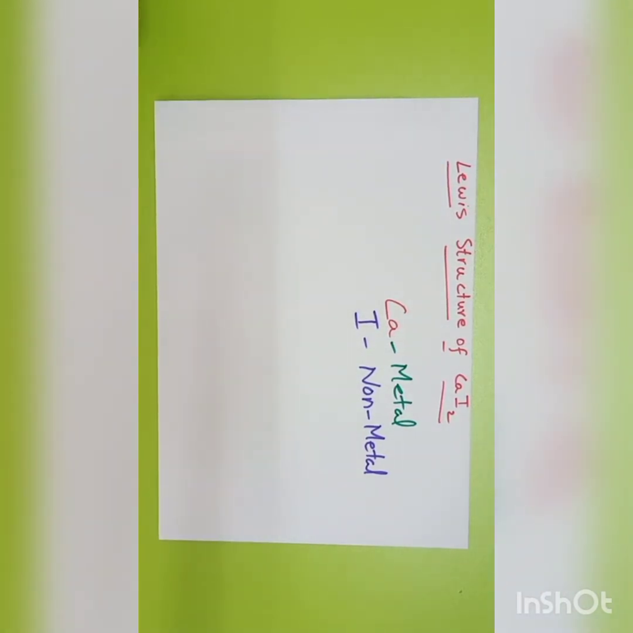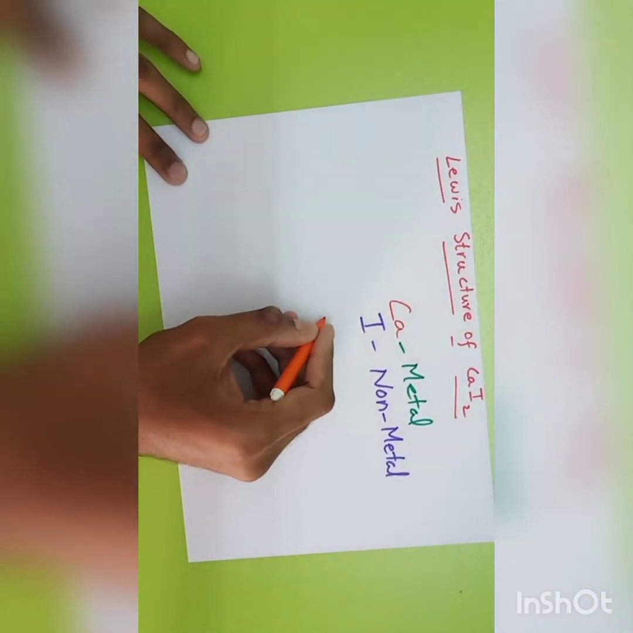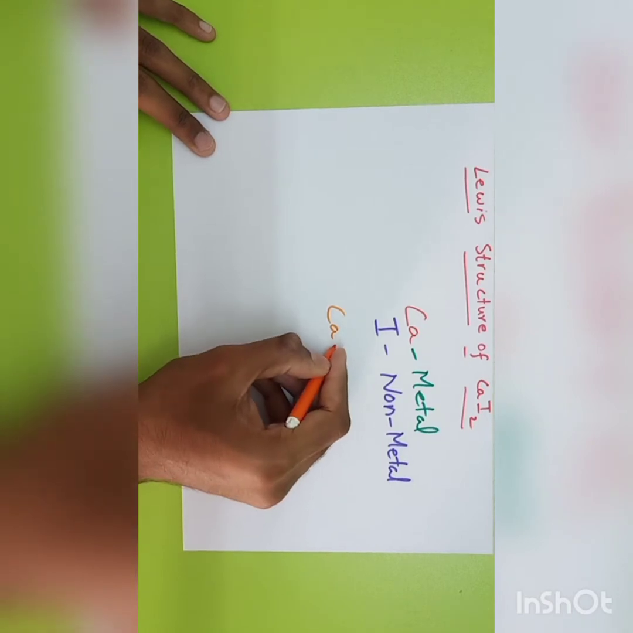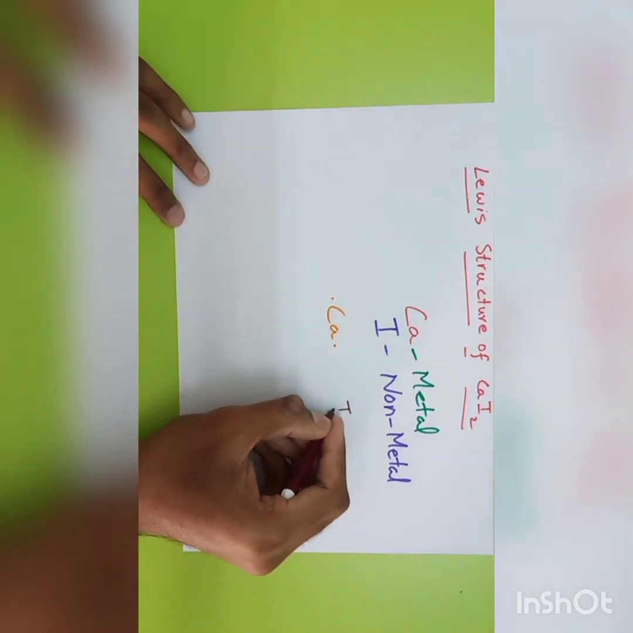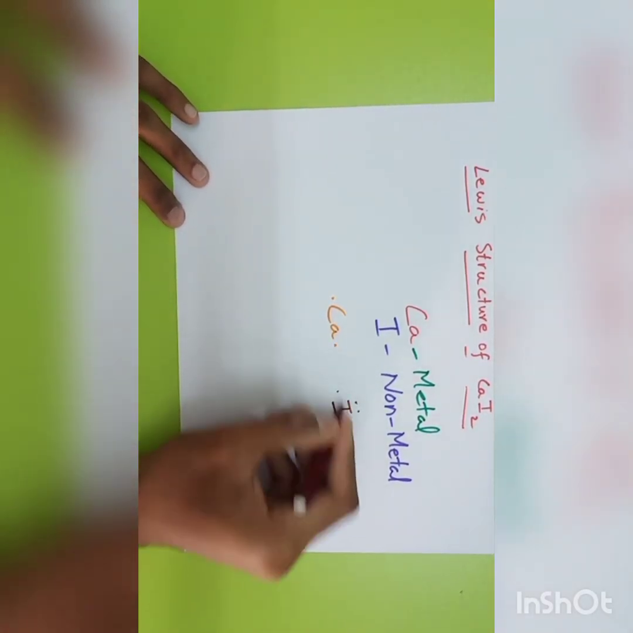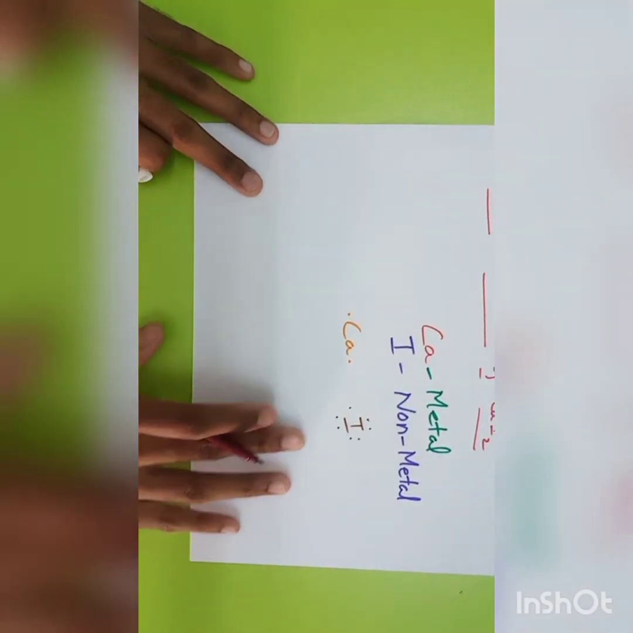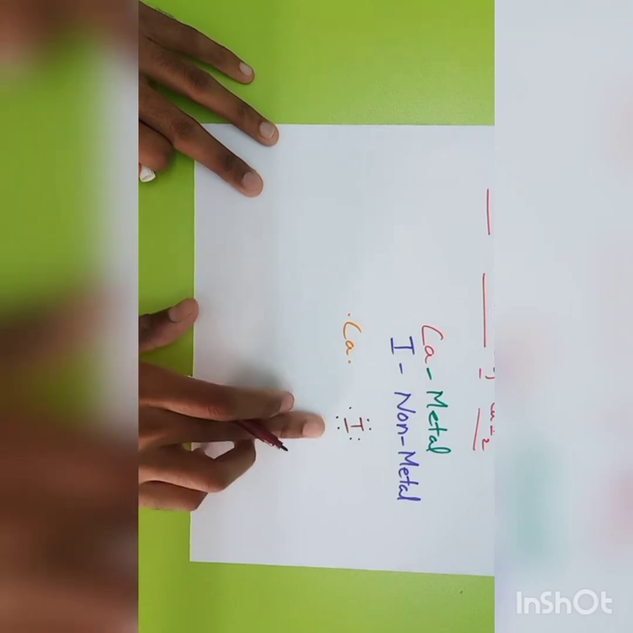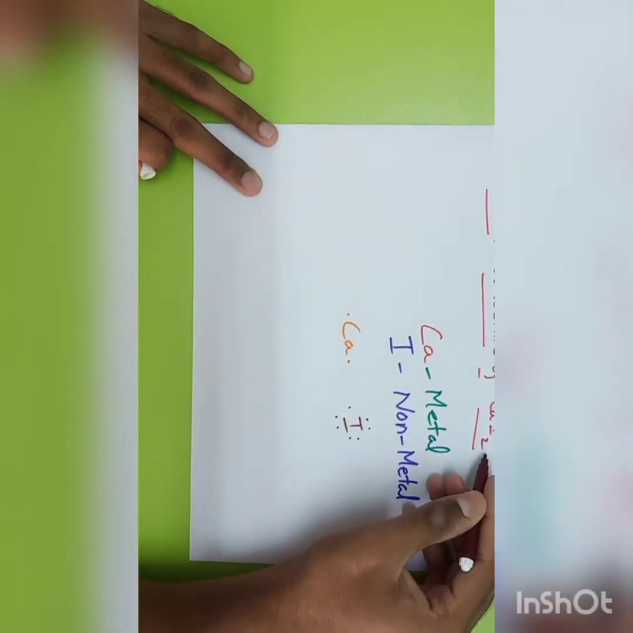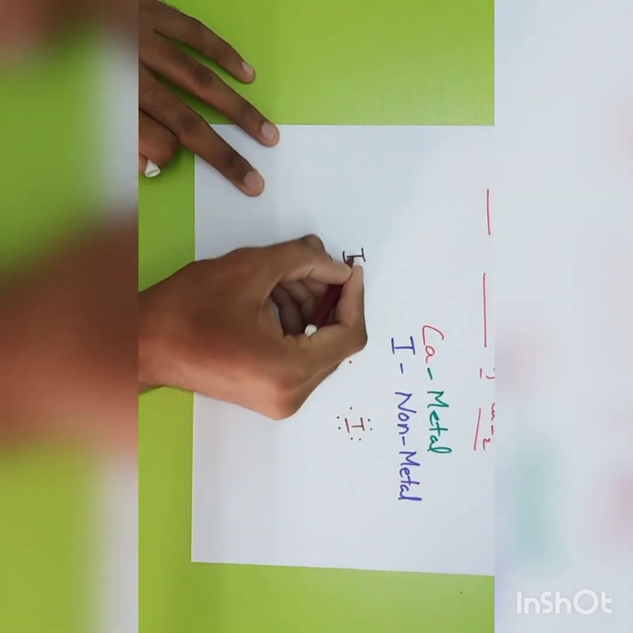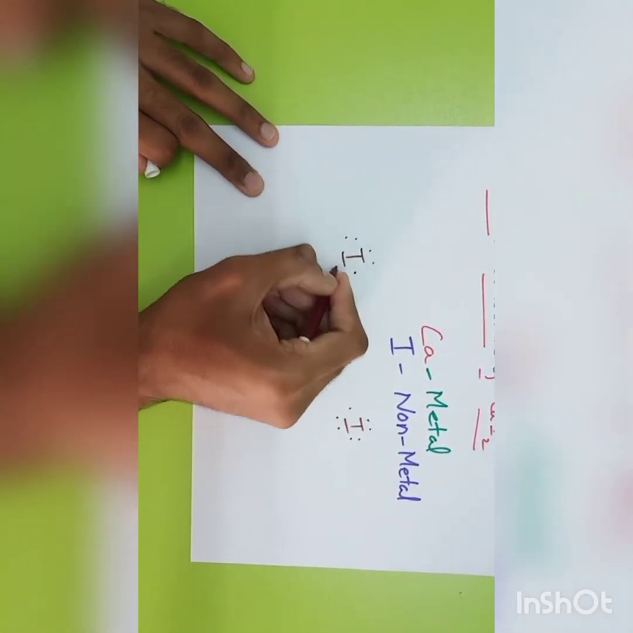So let's take calcium first here. If you know the valence electrons of calcium, they are just 2. Whereas the valence electrons of iodine are 1, 2, 3, 4, 5, 6, 7. So total 7 valence electrons for iodine. Not just one iodine, but we have 2 iodines over here, that is CaI2. So let me draw another iodine over here. That is 1, 2, 3, 4, 5, 6, 7.